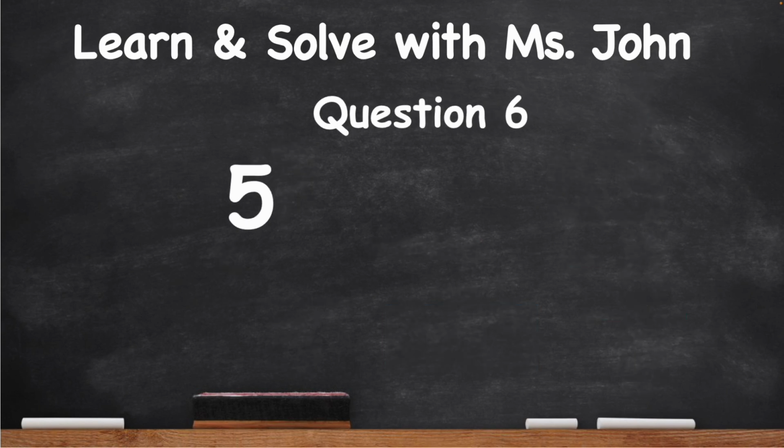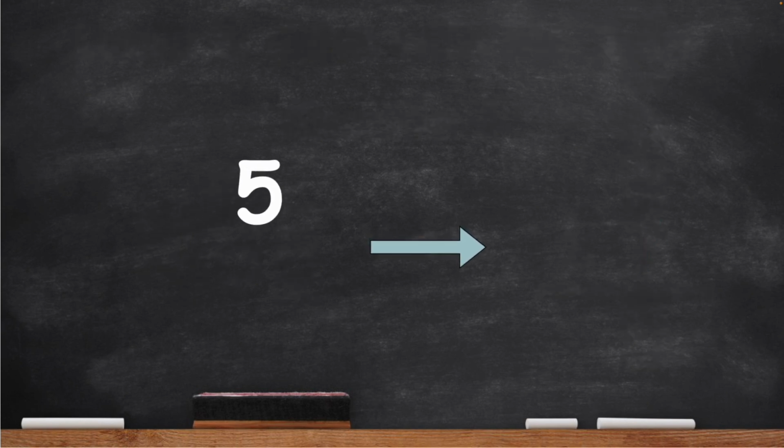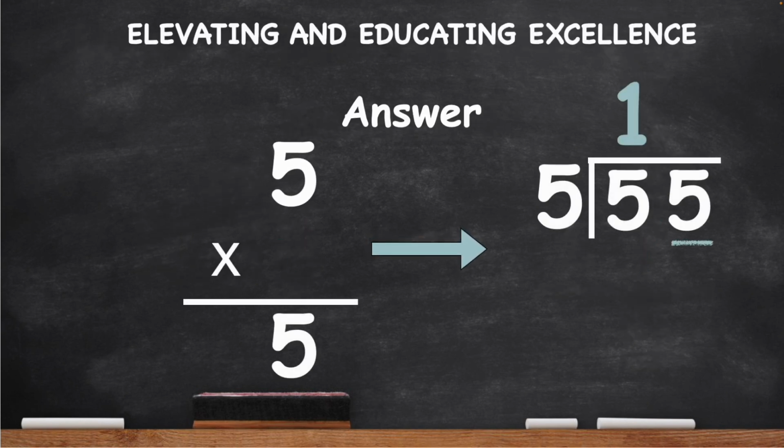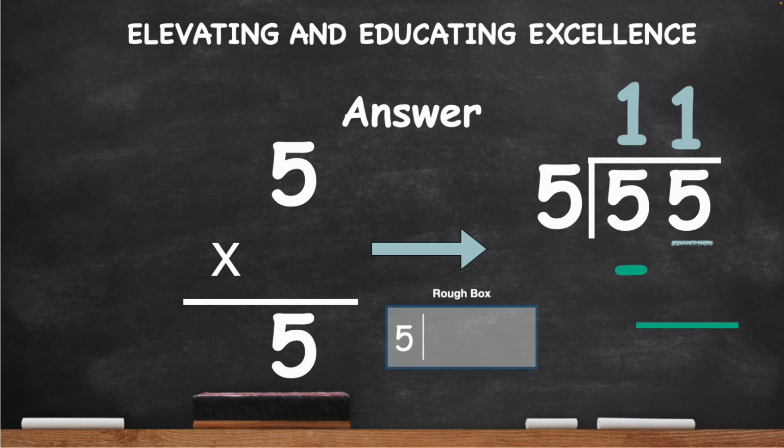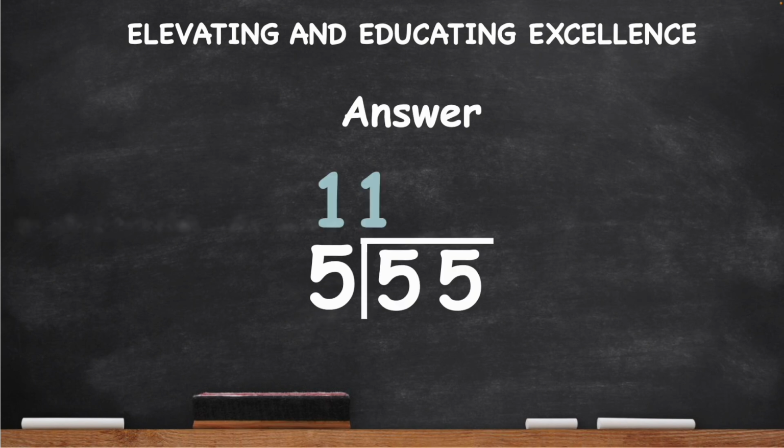Now we're going to divide the other 5 by 5. So 5 times what gives you 5? The answer is 1. So now we're going to move this 1 on top of the other 5 in the division box. Again, we'll continue subtracting the answer of 5 times 1. In the rough box, we're going to do 5 times 1. 5 times 1 gives you 5. We're going to move this 5 underneath the 5 in the division box, and then 5 minus 5 equals 0. Therefore, 55 divided by 5 equals 11. Again, 55 divided by 5 equals 11.